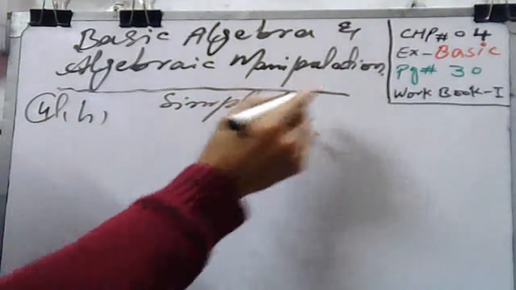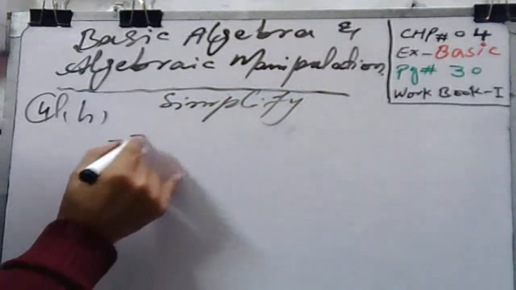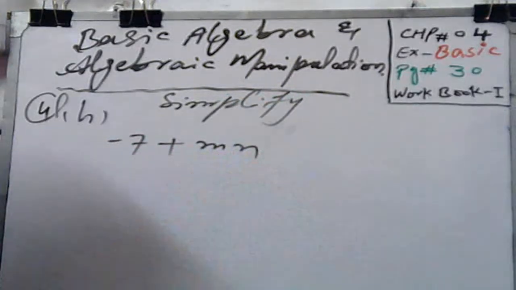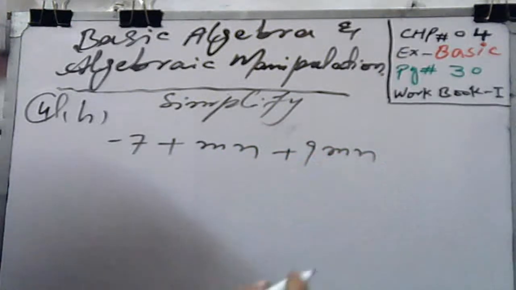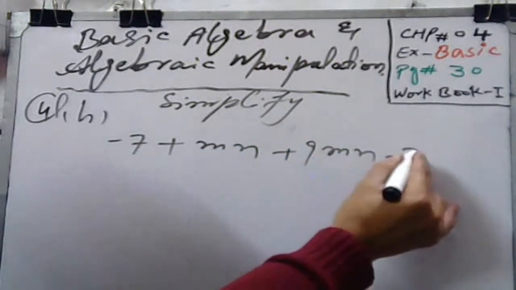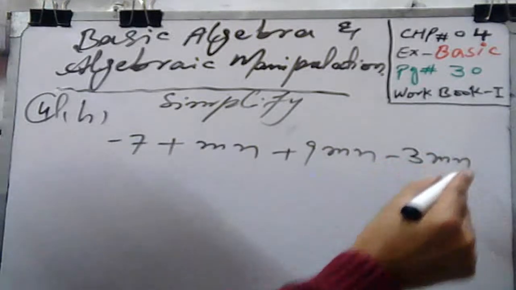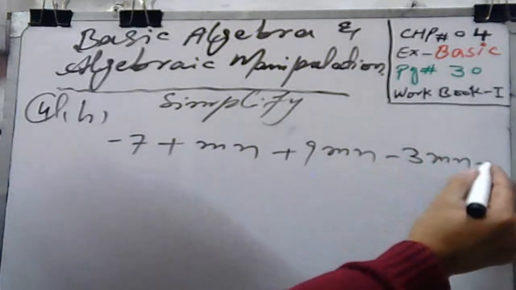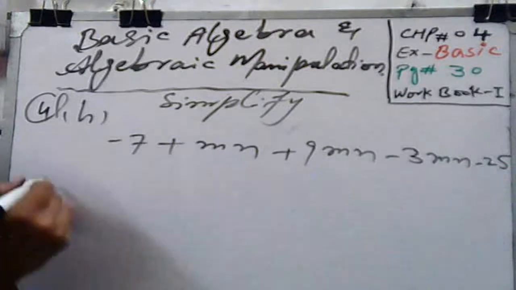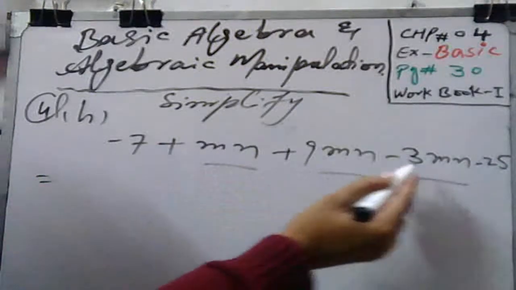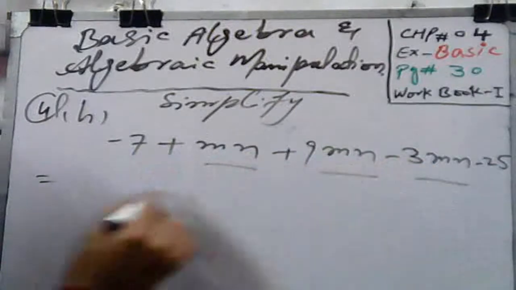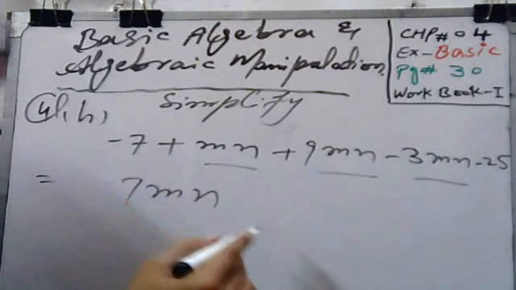H part. In H part, minus 7 plus mn plus 9 mn minus 3 mn minus 25. Now simplify it: mn, mn and mn.